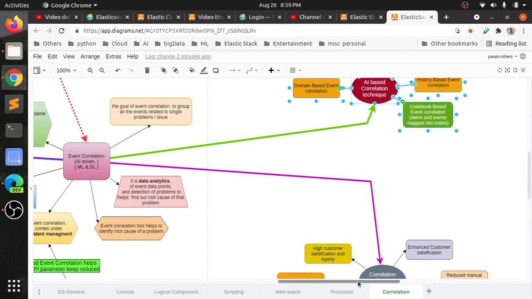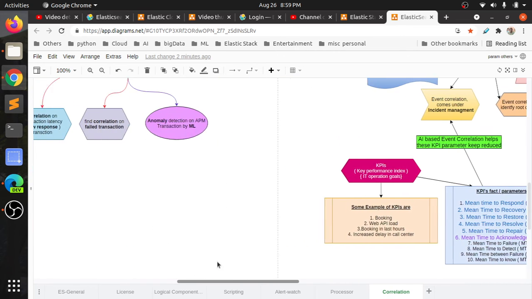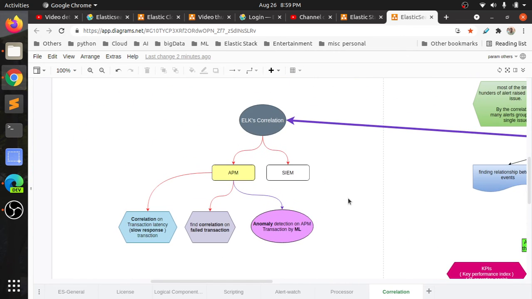Then, there are several software packages available for correlation. They could be open source or licensed ones. Correlation is not a technique that just emerged today. It has existed for a long time in the IT industry. So there are a number of tools for event correlation. I am going to talk about event correlation in the ELK tools. ELK means Elasticsearch tools.